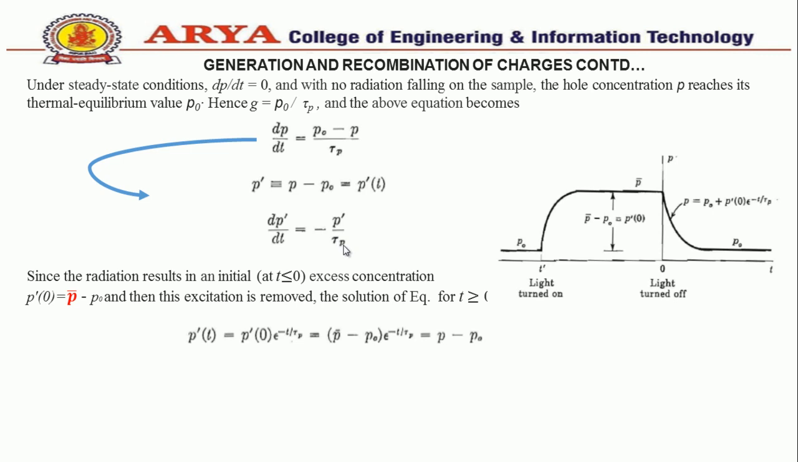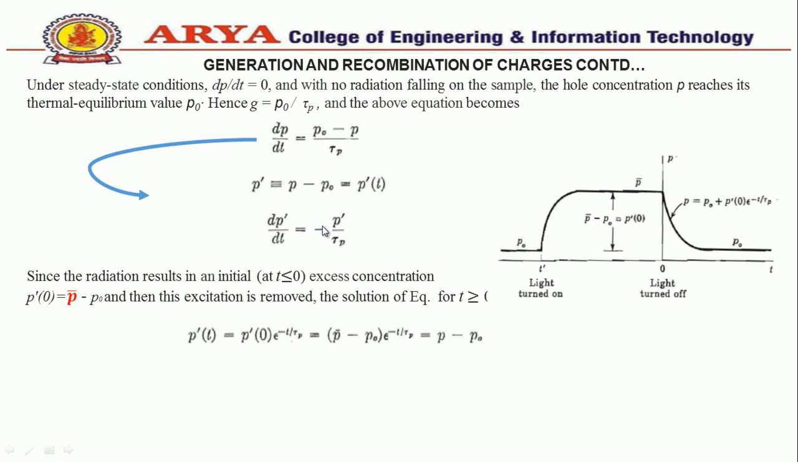So the rate of change of excess concentration is proportional to this concentration, which is a correct result, and the minus sign in this equation indicates that the change is a decrease in the case of recombination and an increase when the concentration is recovering from a temporary depletion.